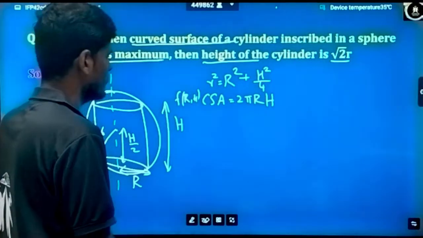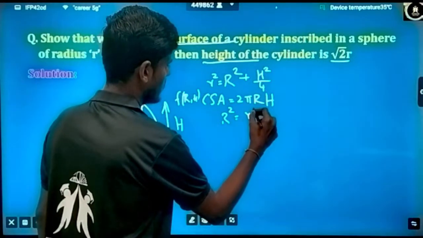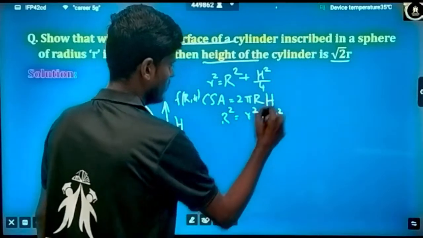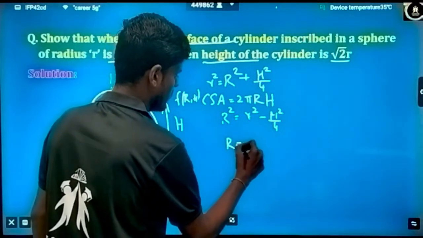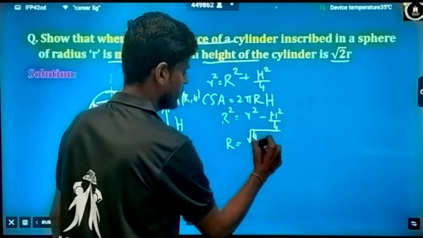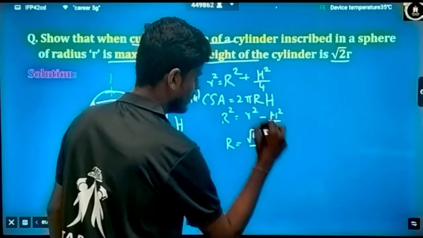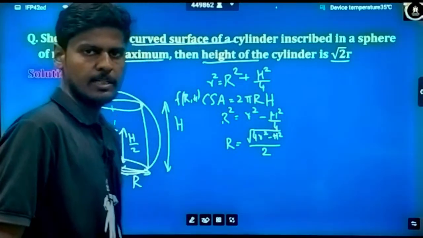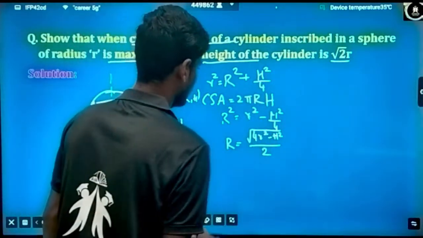What is r in terms of h? R square is equal to small r square minus h square by 4, which means small r will be equal to square root of, take LCM, we will get 4r square minus h square divided by 2. Take the square root after that. So this is our capital R. Now substitute this value here.